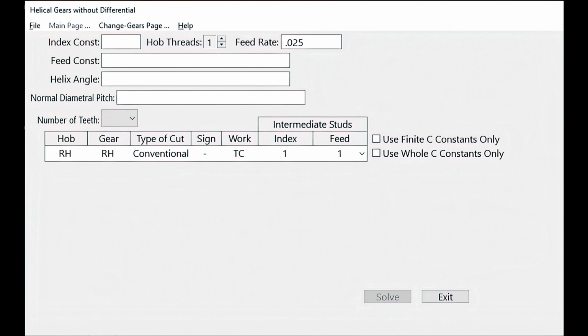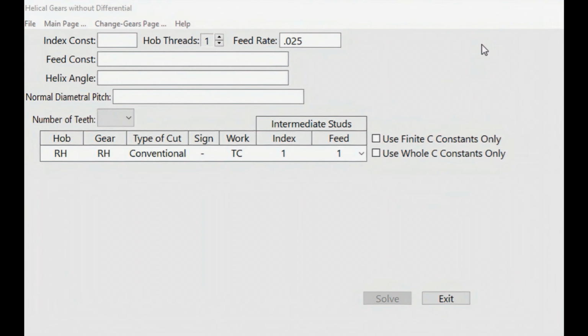I'm going to find the change gears needed to hob a helical gear without using a differential. The parameters will be for a Barber-Coleman number 3 gear hobbing machine. I'm entering 12 as the index constant and 0.075 for the feed constant.